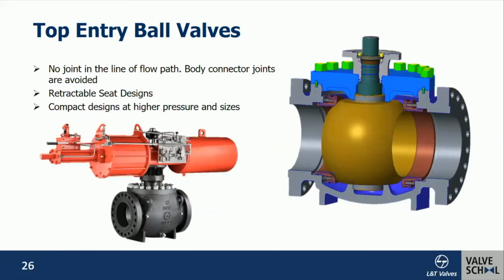In the case of top entry ball valves, as against the side entry valves where the joint bolting is in line with the pipeline, here it is away from the pipeline. This is a different sort of construction, as in the case of a conventional gate valve or a globe valve, where you have a body and cover joint which is away from the pipeline. These seat designs need to be retractable for assembly purposes, and this will require special tools and tackles to assemble and dismantle the components. When we look at the higher pressures and higher sizes, these could be compact in a similar way as in the side entry designs also.